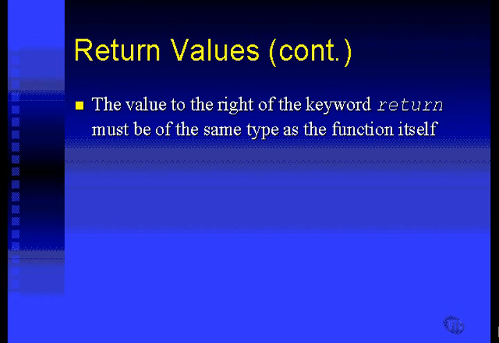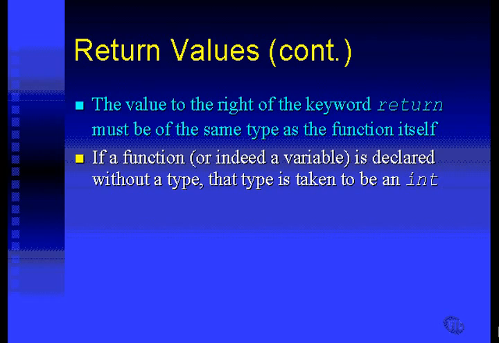In other words, if the function is returning an integer, then the value to the right of the keyword return must also be an integer, or in this particular example, the local variable called result must be of type integer. Now you might have noticed that nowhere in the source code did we specify that the function add returned an integer. So in circumstances like that, the function is taken to return an integer by default. If you don't specify what the return value type of a function is, it's taken to be an integer.